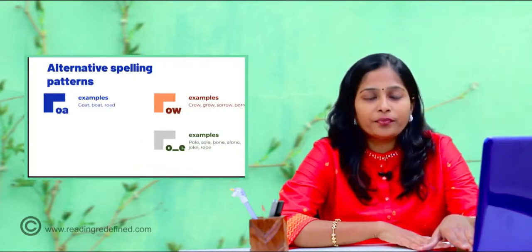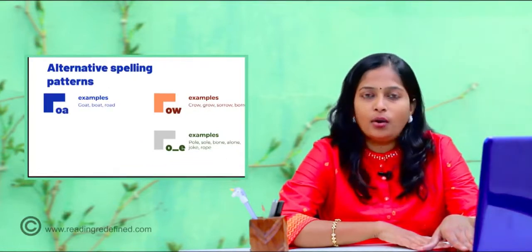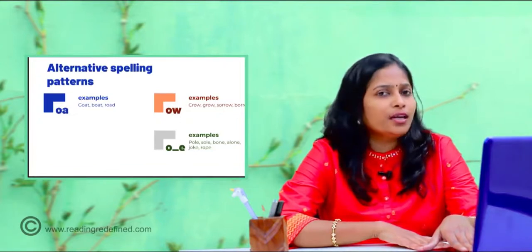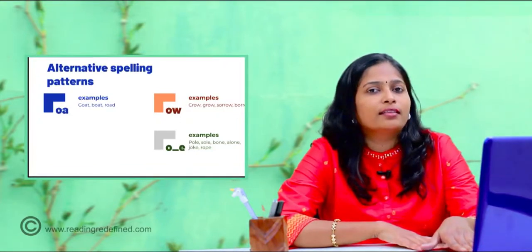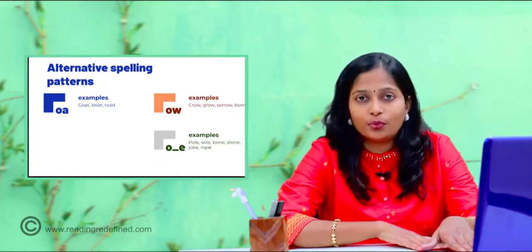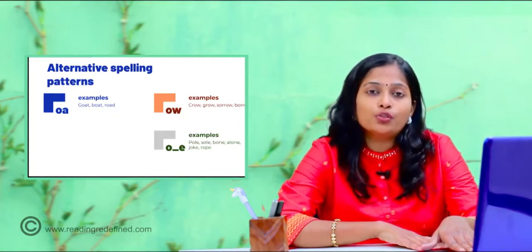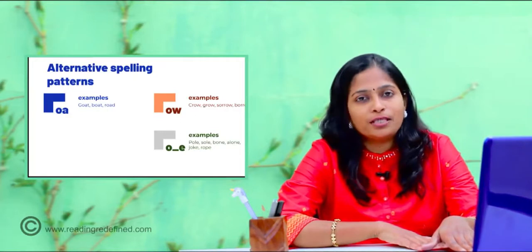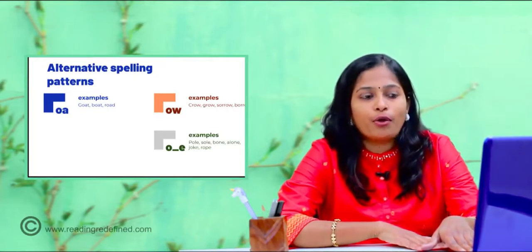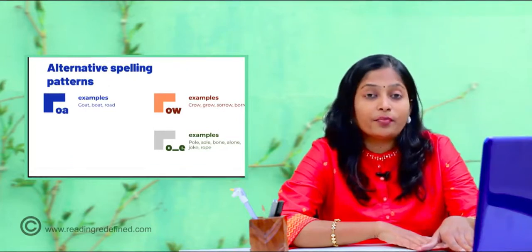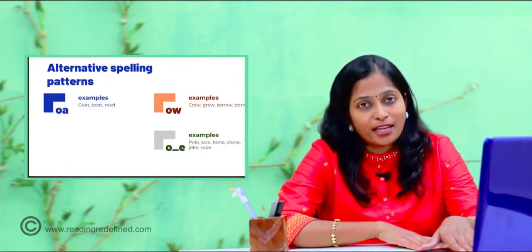Now OA, OW takes the O sound. So in words where we have the O sound at the end of the word, we write it with the OW spelling pattern, like crow, grow, sorrow, borrow, throw. All these words come under this category. And O-E, again, that's the magic key.